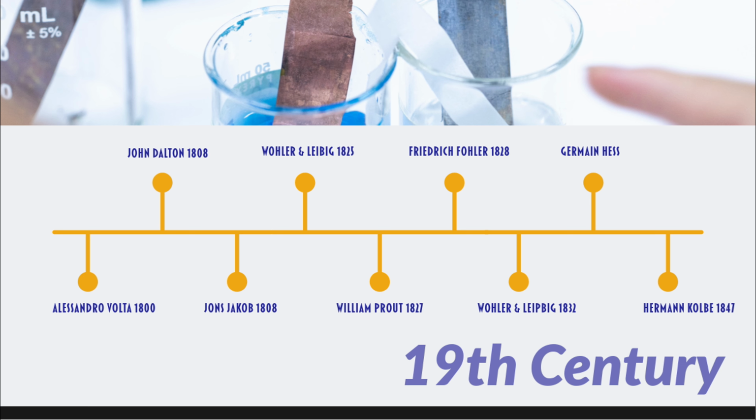Frederick Wohler, for the second time, 1832, along with Justus von Liebig, discover and explain the functional groups and radicals in relation to organic chemistry.